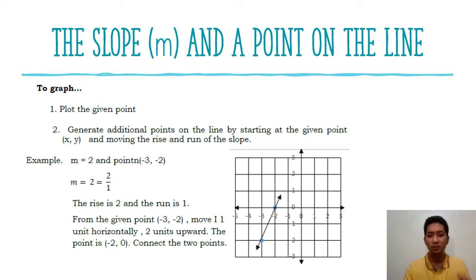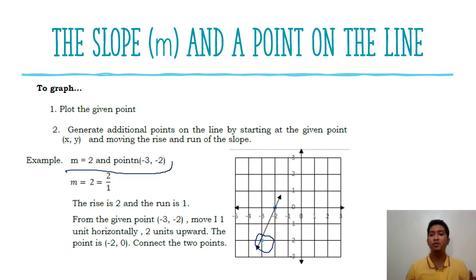Okay, so if you're given with the slope and the point lang on the line, so to graph this, you just have to plot the given point first. Okay, so let's say for example, ang given point mo dito ay, syempre, yung ordered pair negative 3 and negative 2. Ito po yun. Left mo na lang yan.